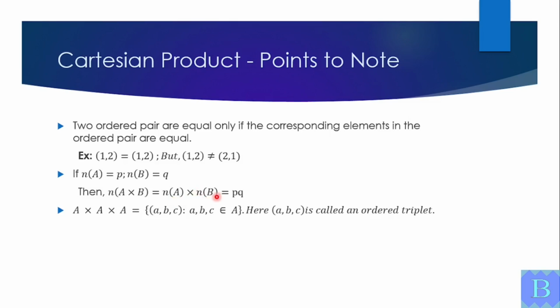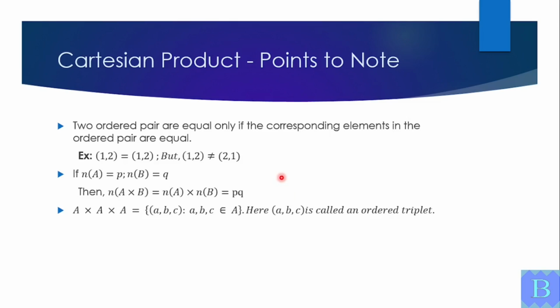We can also define ordered triplets like (a, b, c), where a, b, and c all belong to set A. This is written as A × A × A = {(a, b, c) such that a, b, c belong to A}. The next topic is relations.